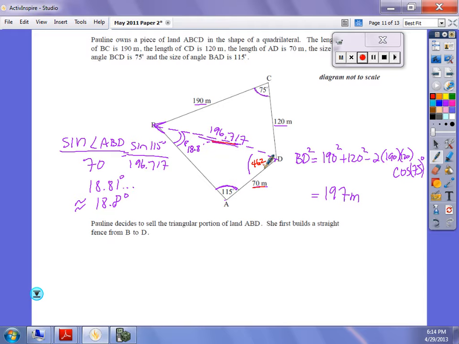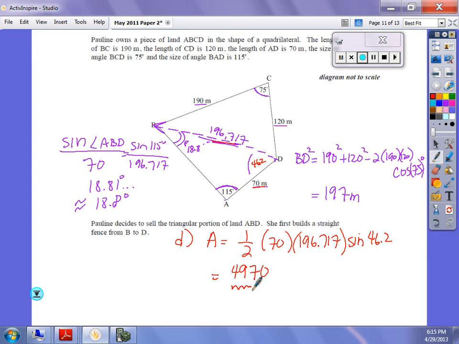So down here in part D, I'm going to say that the area is equal to 1/2 one side times the other side. And again, we're using these unrounded numbers and rounding at the end for our answers, times the sine of 46.2. So the area of that angle is 498. No, let's not do that. 49.70 with 3 sig fig.